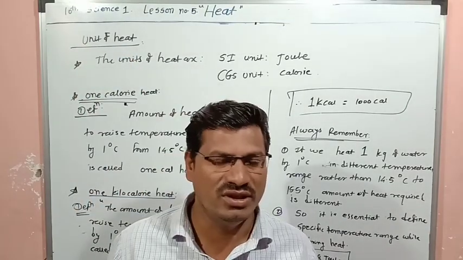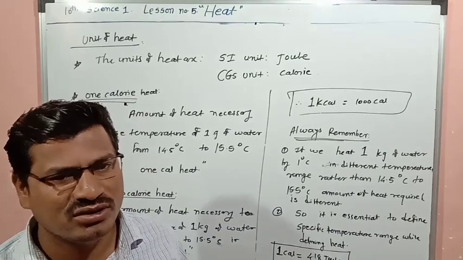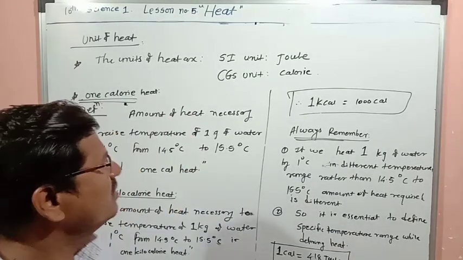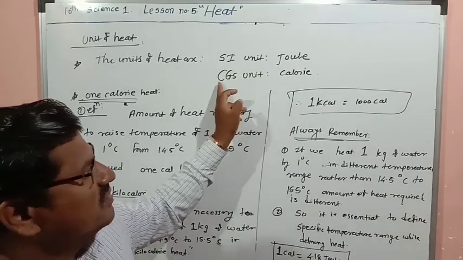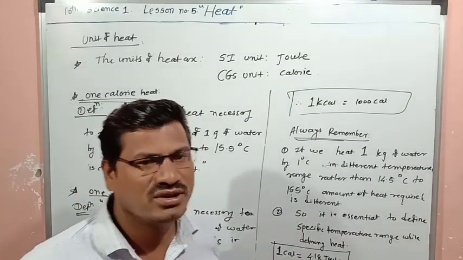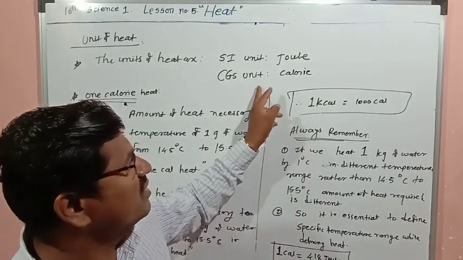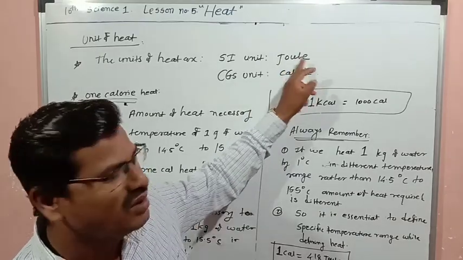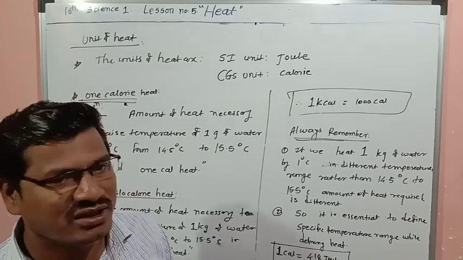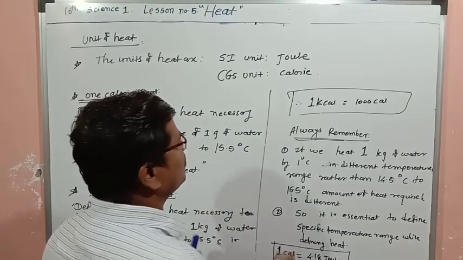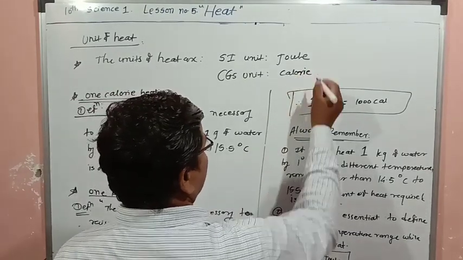What is the unit of heat? In the case of heat, there are two units. SI unit is there and CGS unit is there. The SI unit is joule and the CGS unit is calorie.